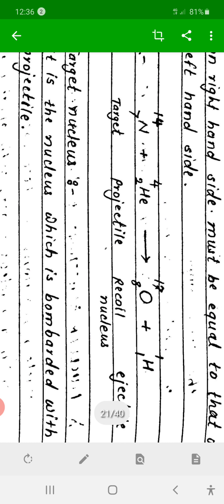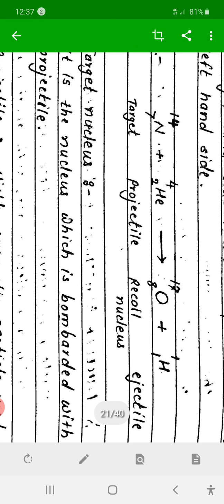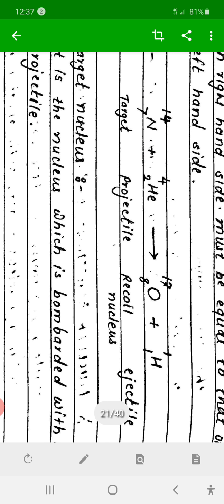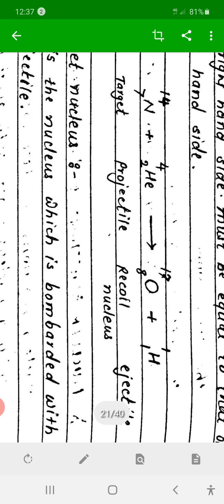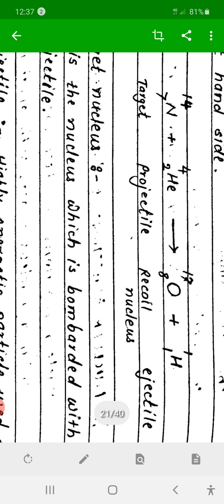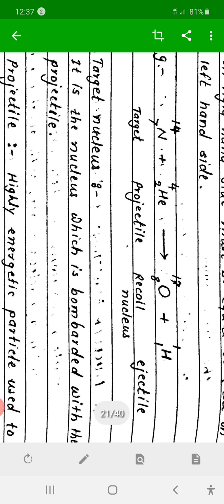During that bombardment, the two nuclei, nitrogen and helium, react together to produce a new nucleus, oxygen 17, 8, the newly generated nucleus, which is known as recoil nucleus. With that recoil nucleus, another small particle is also generated in this reaction, that is proton H 1, 1, which is known as ejectile. See here, what is target, what is projectile, what is recoil nucleus, and what is ejectile in this reaction.